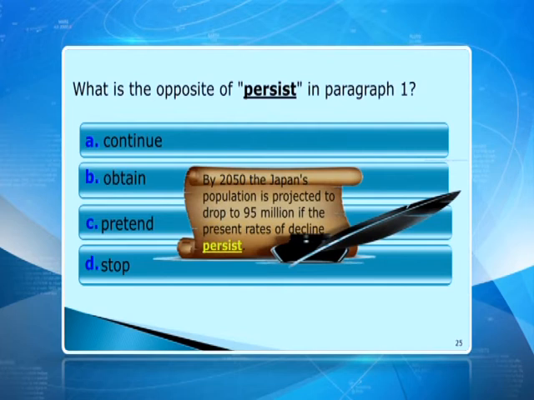What is the opposite of persist in paragraph number 1? The sentence is in front of you. By 2050, the Japanese population is projected to drop to 95 million if the present rates of decline persist. Is it continue, obtain, pretend, or stop?